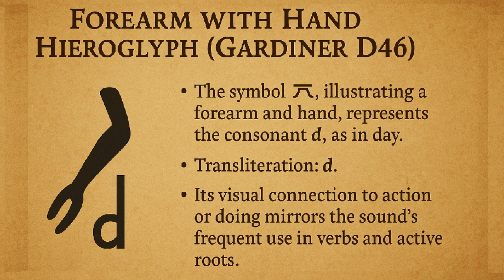6. Forearm with hand hieroglyph, Gardiner D46. The symbol, illustrating a forearm and hand, represents the consonant D, as in "day." Transliteration, D. Its visual connection to action or doing mirrors the sound's frequent use in verbs and active roots.